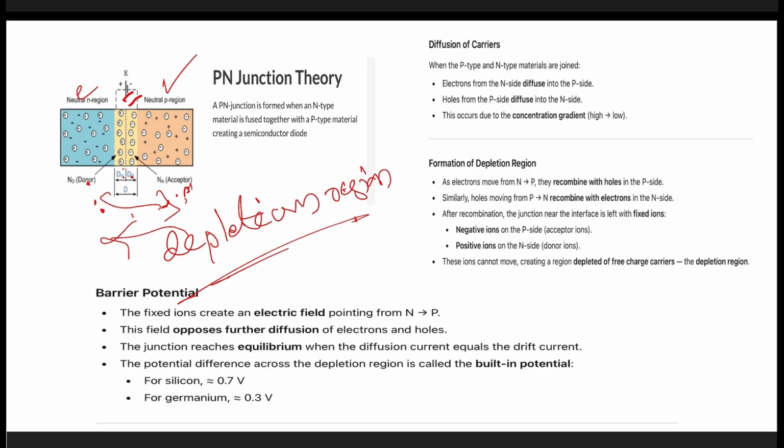The fixed ions will create an electric field which is pointing from the N region to the P region. This will oppose the further diffusion of electrons and holes. The junction reaches an equilibrium when the diffusion current equals the drift current, and the potential difference across this depletion region is known as the built-in potential. Sometimes it is called a built-in potential or barrier potential. For silicon, it is 0.7 and for germanium, it is 0.3.